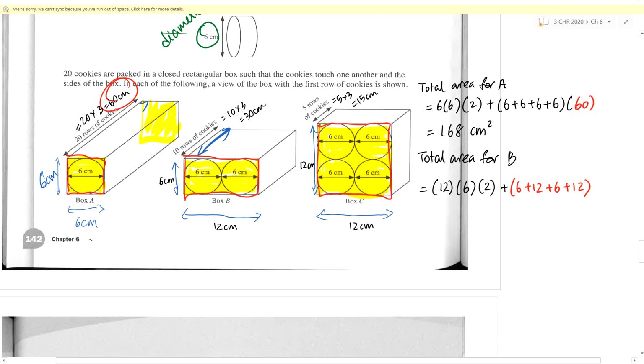Let me just rewind. 36 times 2 plus 24 times 60. So this is 1512 square centimeters. Is this correct now? Then you told me you got the same answer.